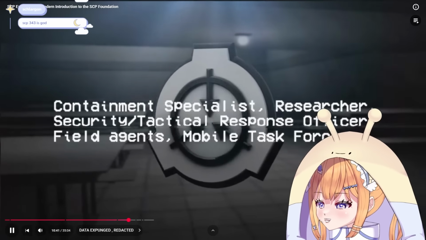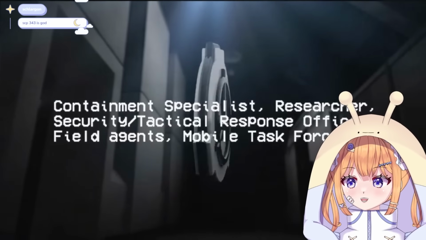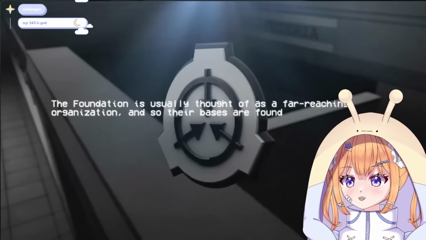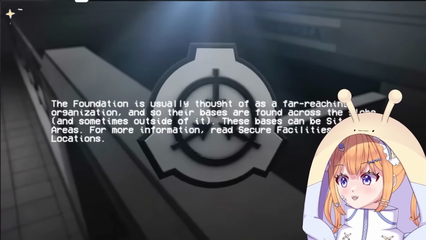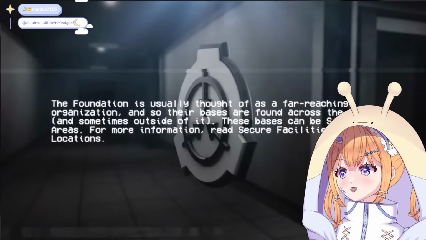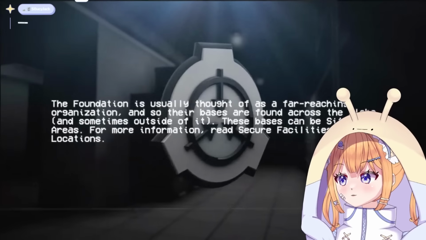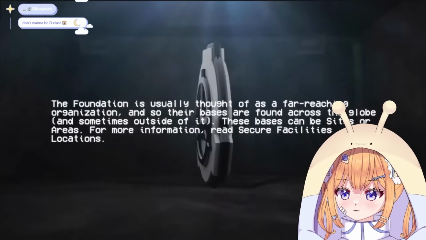The task force's document contains a list of mobile task forces along with their associated SCPs. The Foundation is usually thought of as a far-reaching organization, and so their bases are found across the globe, and sometimes outside of it. These bases can be sites or areas. For more information, read Secure Facilities Locations.